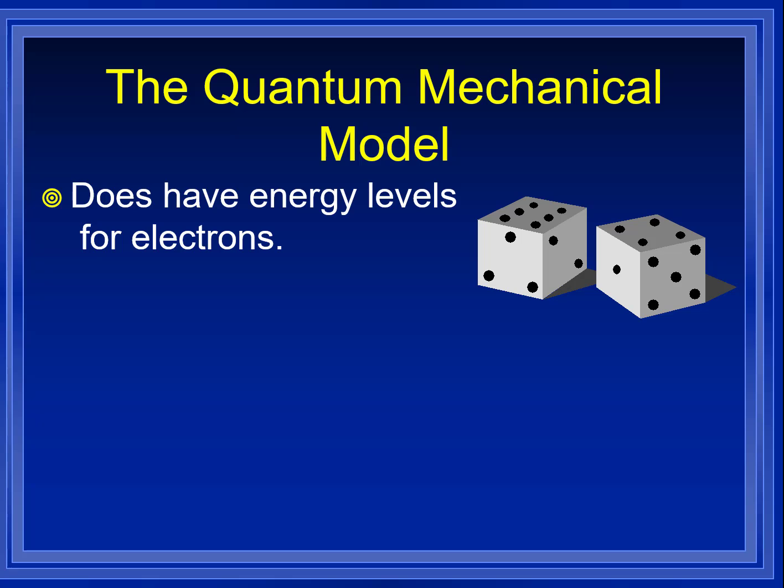Okay, so the quantum mechanical model still has energy levels. But they're not little circles. It's one whole wave, two whole waves, three whole waves. Standing waves. So it does not have nice little circular orbits.